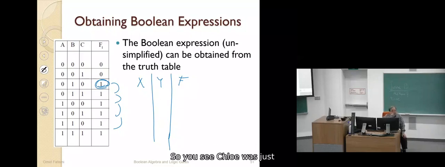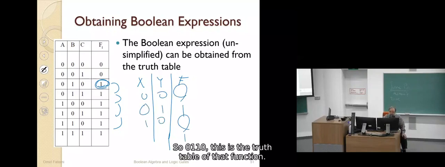Okay, so you see, Chloe was just right. So to reach her point, let me start with a simple case and then go there. Let's put a function f, whatever you suggest. Tell me 0, 1, 0, 0. Tell me something. 0, then 1, 0, 1. Okay, so this is a function. So 0, 1, 1, 0. This is the truth table of that function.